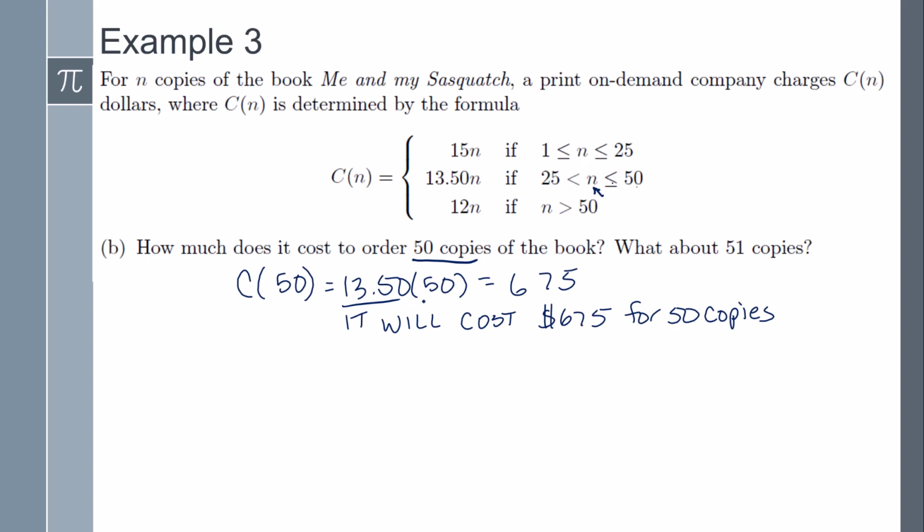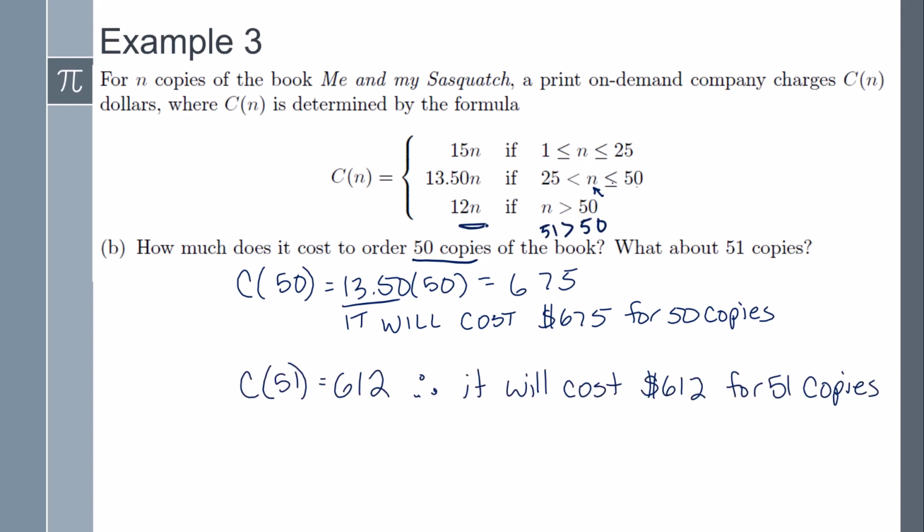And if it's for 51 copies, well, 51 is greater than 50, so we're going to use the bottom equation. So 12 times 51, it's going to cost $612 for 51 copies.